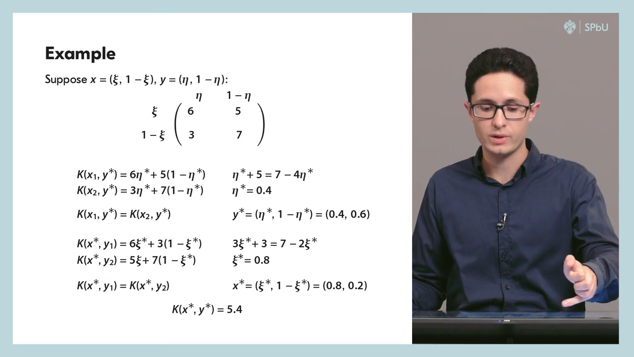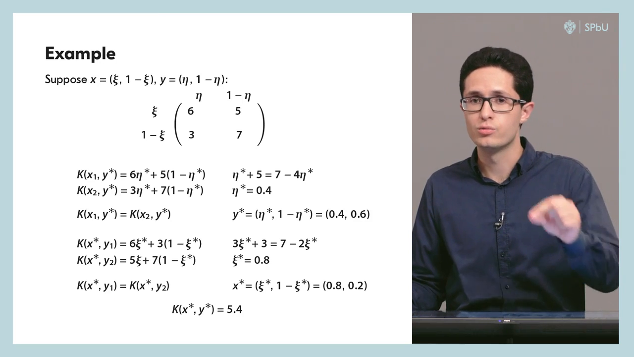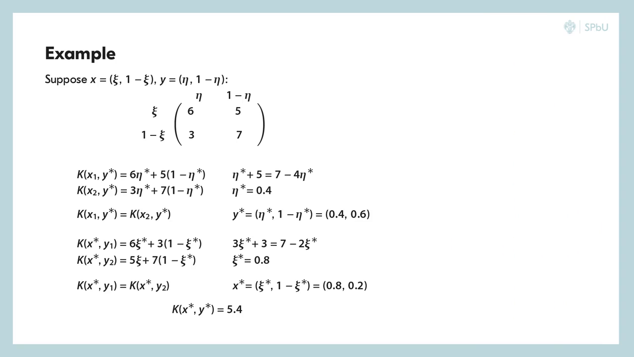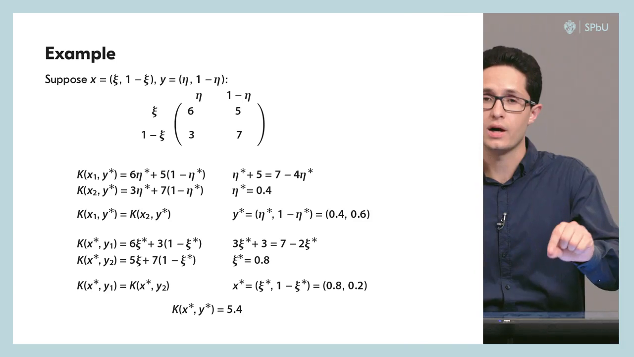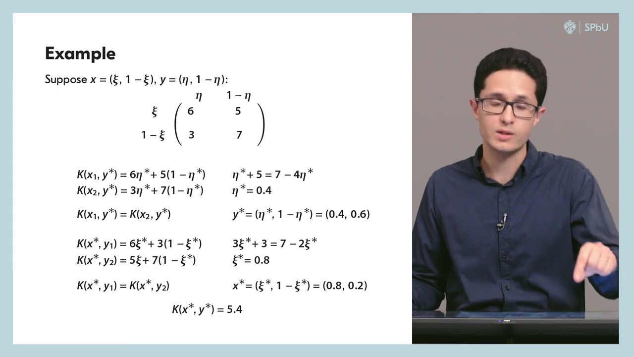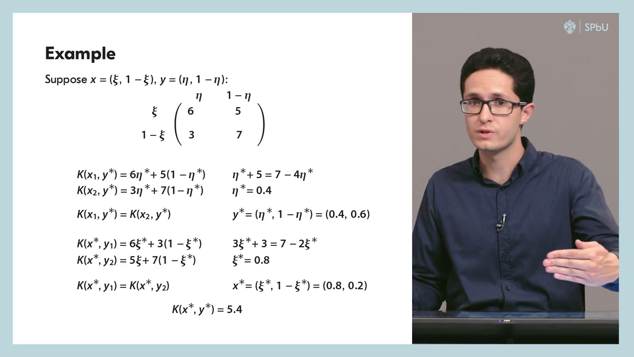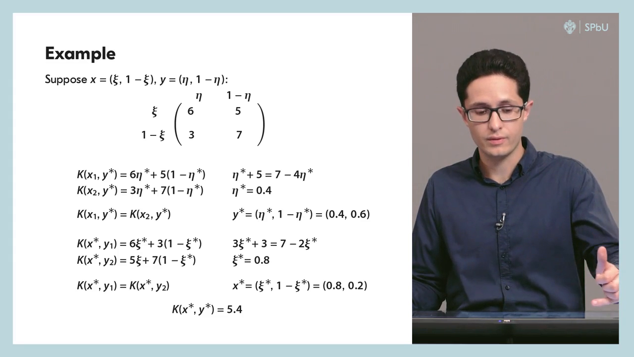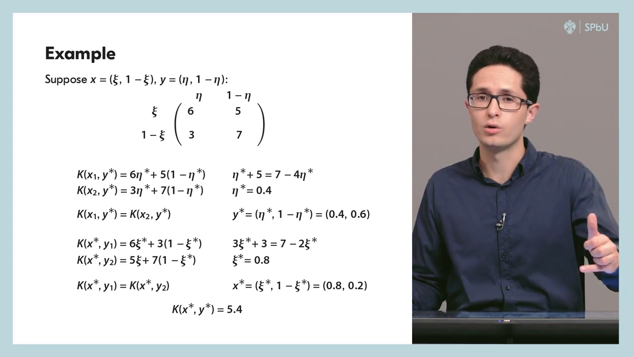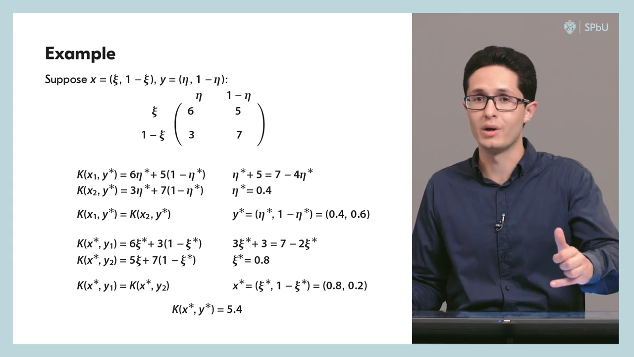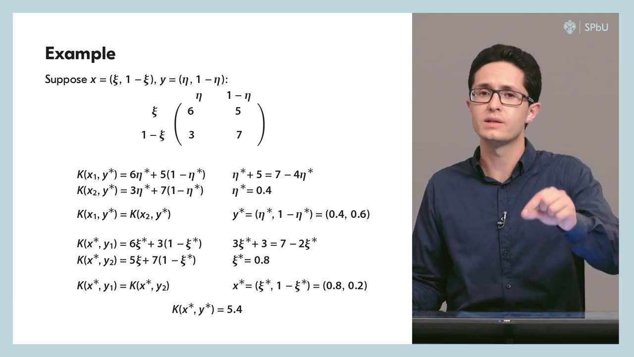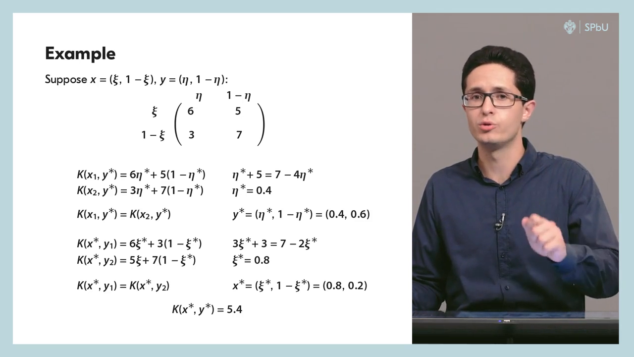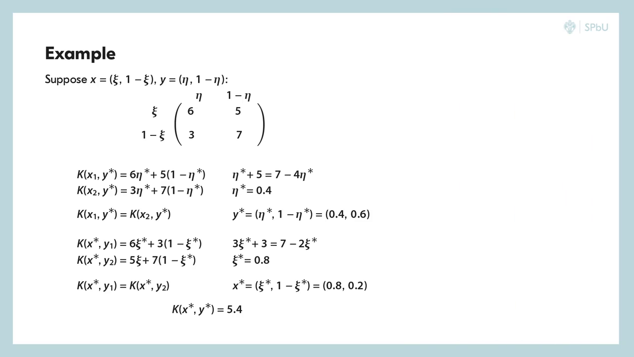For example, we have a matrix game where each player has two pure strategies, and we can say that the strategy of the first player is a vector x equal to xi, 1 minus xi, where xi is the probability that the first player will choose the first pure strategy, and the strategy for the second player is vector y, which is equal to eta, 1 minus eta, where eta is the probability that the second player will choose the second pure strategy. In order to find a saddle point in the game, we need to solve two equations.